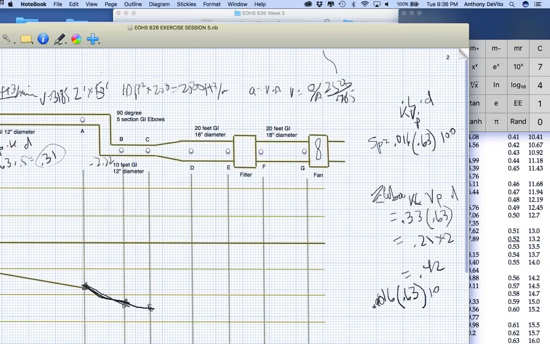Okay, now we've got a curveball. The fan opening here is 18-inch diameter, so I have to size up the ductwork to fit that fan. I need to put a transition in here. I have to go from 12-inch duct to 18-inch duct, and I do that with a gradual transition piece. That's an expansion, right? I'm going to show you a couple of rules for expansions and contractions.